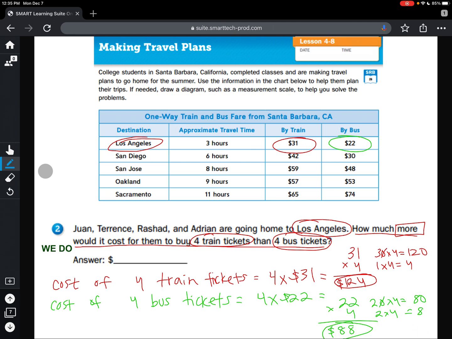No. The question says, how much more would it cost for them to buy 4 train tickets than 4 bus tickets? So what am I going to do to be able to figure this out? How do I figure out the difference between 124 and 88? I need to do subtraction. So when I do 124 minus 88, what am I going to get? Do that now.